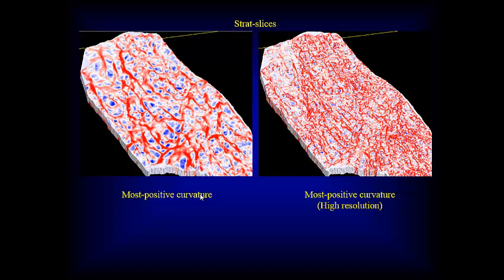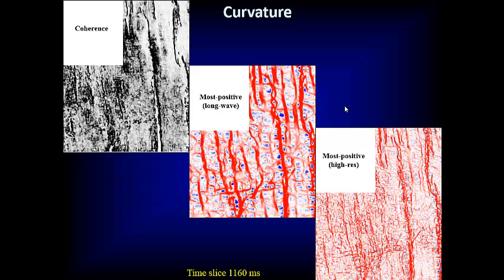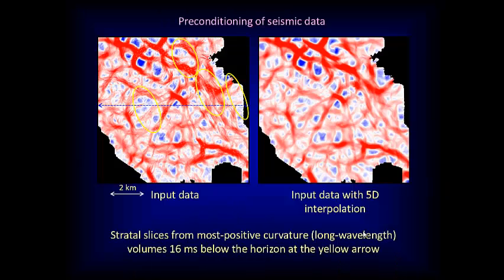But when it comes to the definition of faults and fractures, subtle faults and large fractures that we may see on the seismic data, these can be seen very nicely on the high resolution or short wavelength version, and that is very useful. So here's another example where I'm showing you coherence, most positive curvature long wavelength and short wavelength, and notice the amount of detail that we can pick up on the high resolution version, and that brings value to our interpretation.